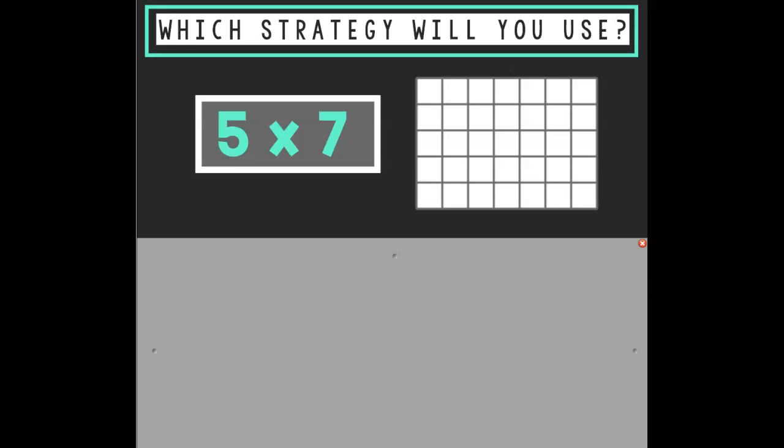So again, our goal is to always be fluent, but you can use whatever strategy you want. If you don't like the songs, then you can figure it out any way you'd like. So if you're thinking of 5 times 7, I want you to think about how you would solve this. What strategy would you use? Teachers pause and students share. What strategy would you use to calculate this?